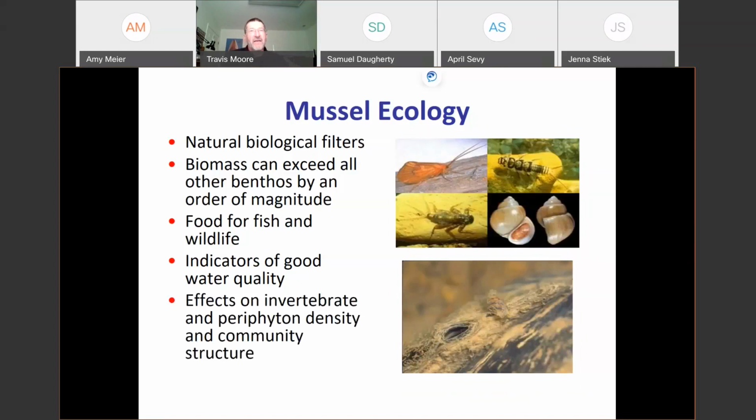And finally, they have tremendous effects on the other critters, especially the other benthic critters that are in our stream systems. They provide substrate for some animals to live. They provide places for periphyton and algae and all those different things to be and add to that community structure.